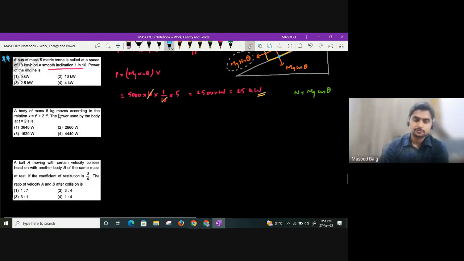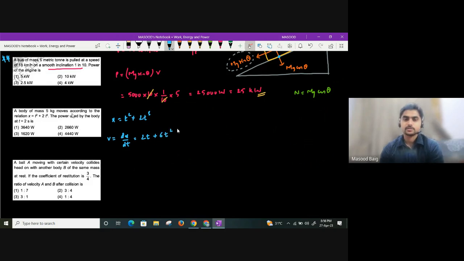A body of mass 5 kg moves according to the relation, and they're asking the power used by the body. So x is given as t square plus 2t cube. Position is varying with time, guys. Can we find velocity? I'll get velocity as dx divided by dt, which will be 2t plus 6t square. Now you know velocity. Can we find acceleration? Yes, which is dv divided by dt. I'll get it as 2 plus 12t.